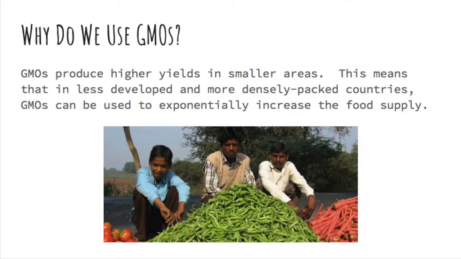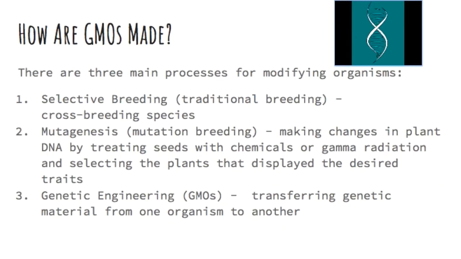GMOs are able to grow in more severe weather conditions and produce higher yields. Thus, they are often used to produce more food in developing countries where populations grow more rapidly and are often malnourished. Throughout history, GMOs were produced in one of three ways.